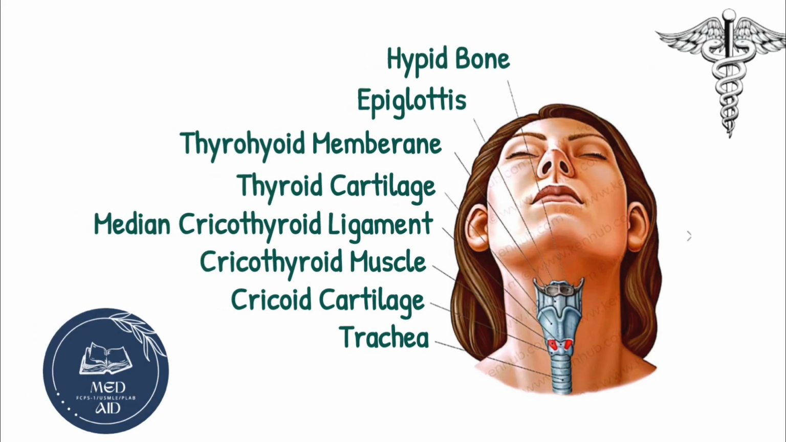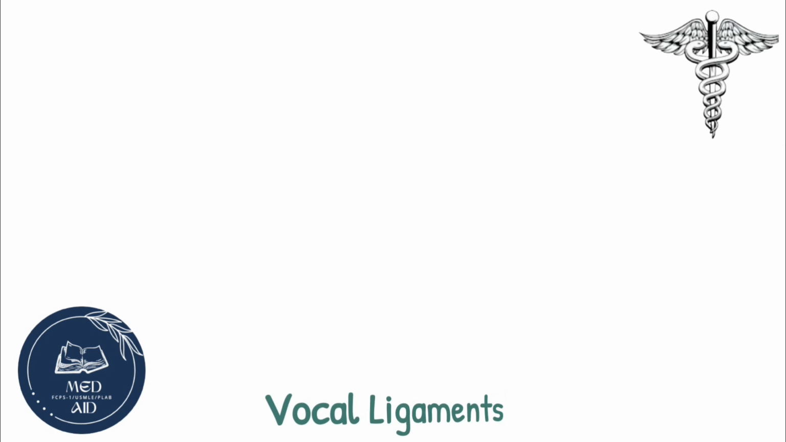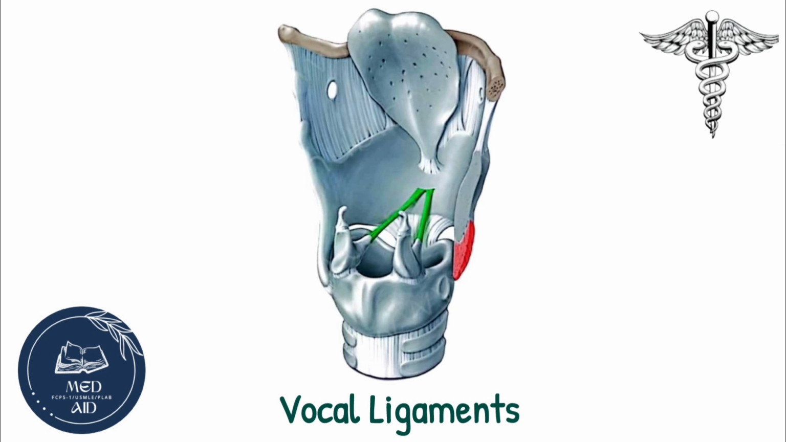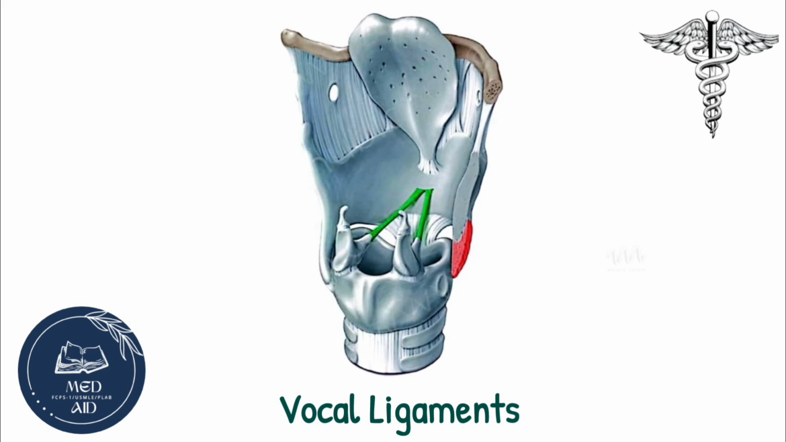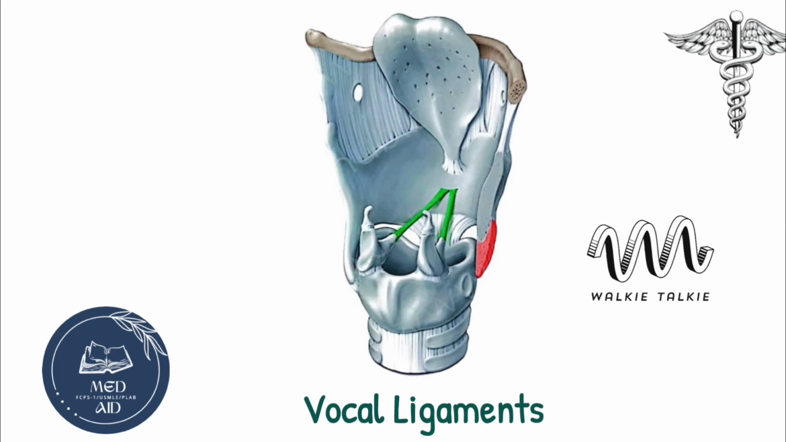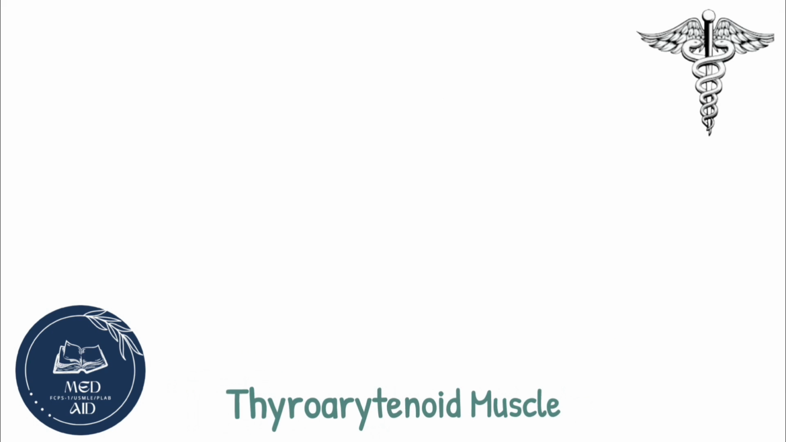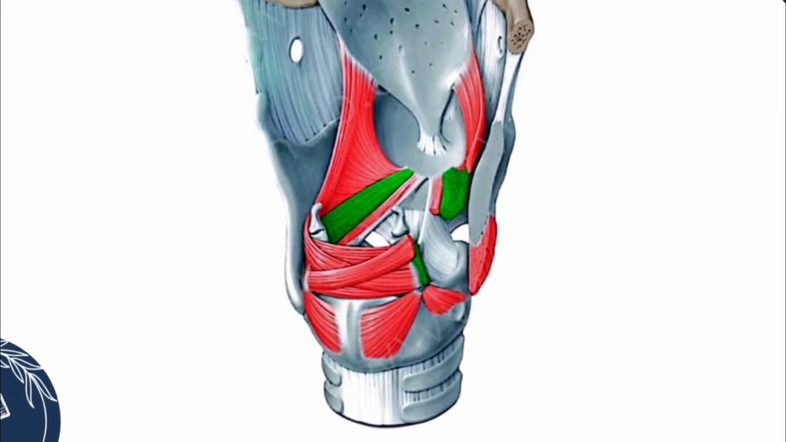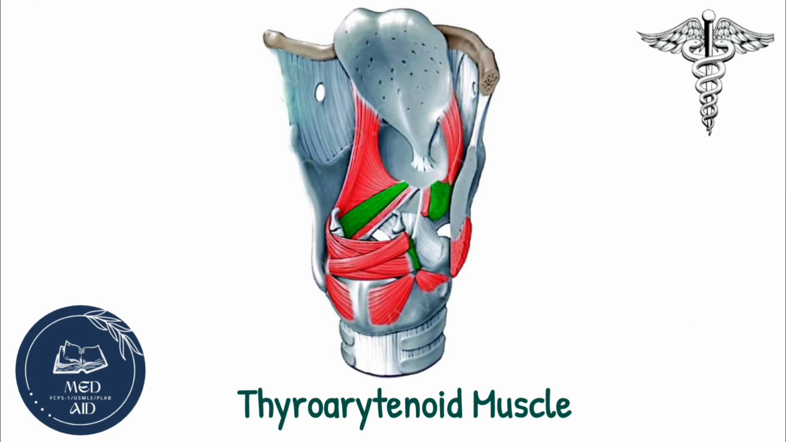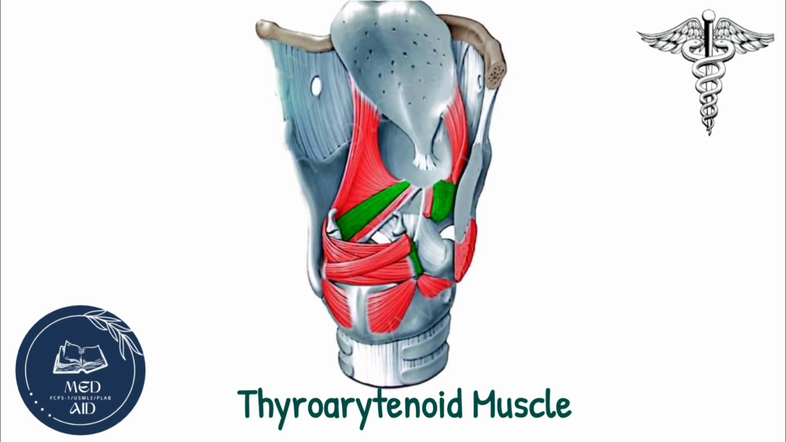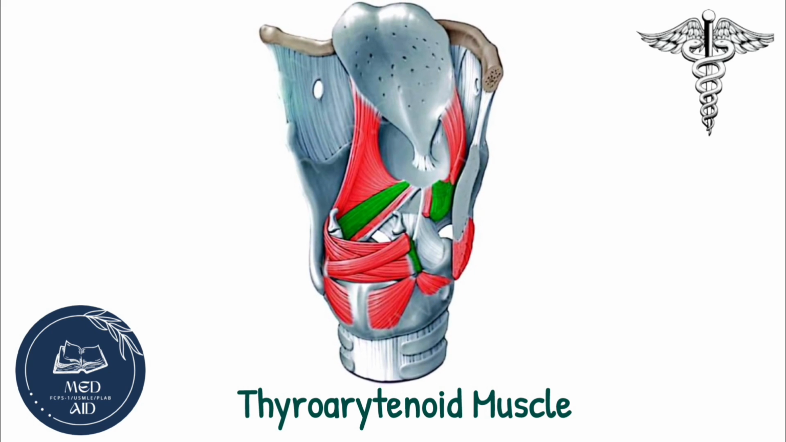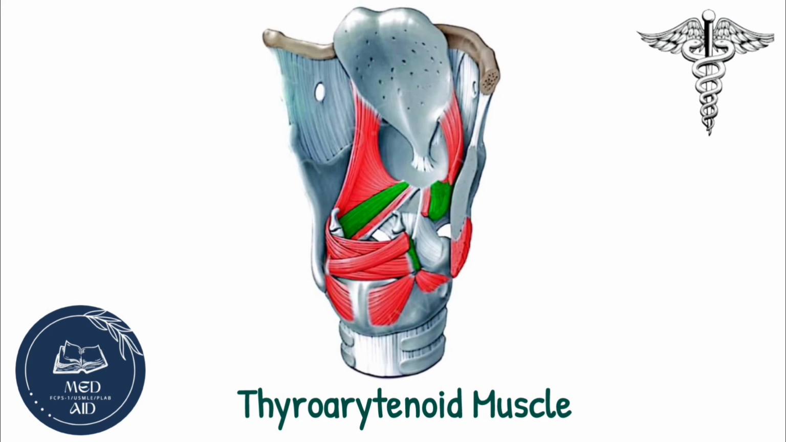Stay focused. Vocal ligaments, also called vocal folds, shown in green color, are fibrous bands located in the larynx that vibrate when air passes through them, producing sound waves and allowing for speech and singing. The thyroarytenoid muscle shown in the green color in this picture is located in the larynx and consists of two parts, the thyrovocalis and the thyromuscularis. It plays a crucial role in phonation by controlling the tension and length of the vocal cords, allowing for changes in pitch and volume of voice.